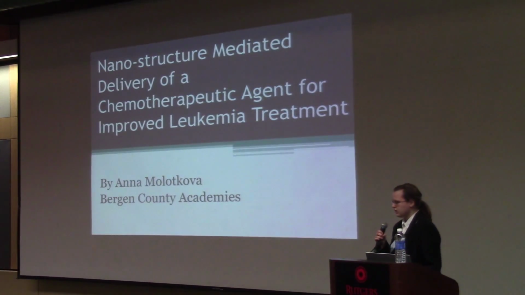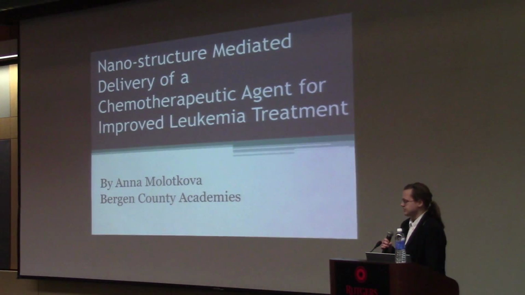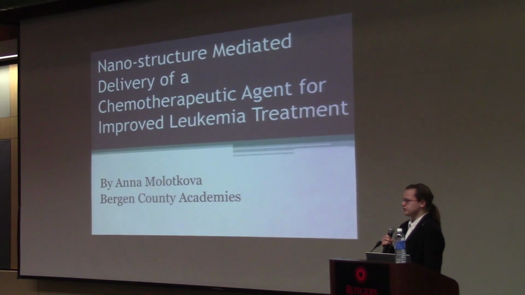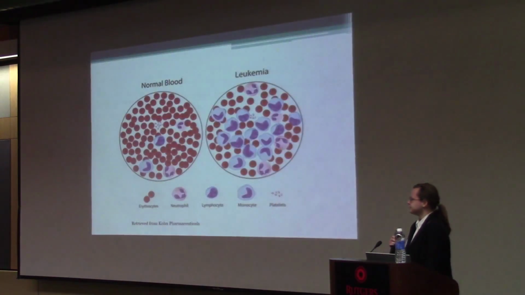Hello, my name is Anna Molotkova, and today I will be presenting on nanostructure-mediated delivery of a chemotherapeutic agent, bosutinib, for improved chronic mild leukemia treatment. Chronic mild leukemia, or CML, is a slow progressing blood and bone marrow disease where the bone marrow overproduces abnormal granulocytes, which are a type of white blood cell. These abnormal granulocytes then accumulate in the blood and bone marrow, leading to many complications and, if left untreated, death.